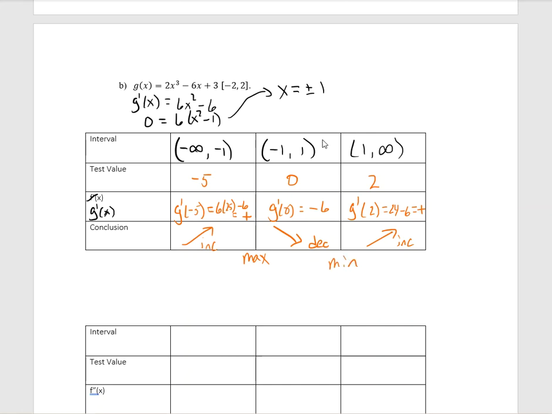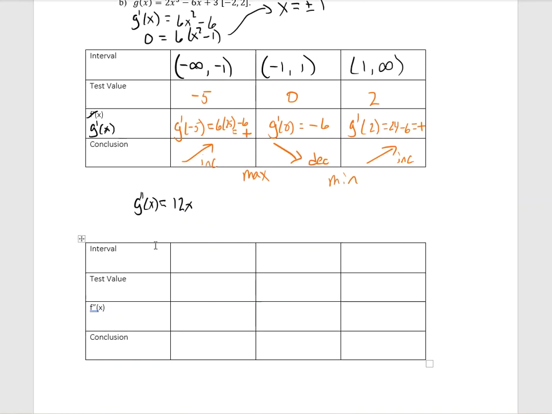All right. Now, the first derivative test definitely shows us where those are. But if we take the second derivative, g double prime of x, the second derivative is 12x, right? And so really, I'm not looking for an interval at all. I probably shouldn't even use this chart. What I'm really looking for here is what is the second derivative at -1.